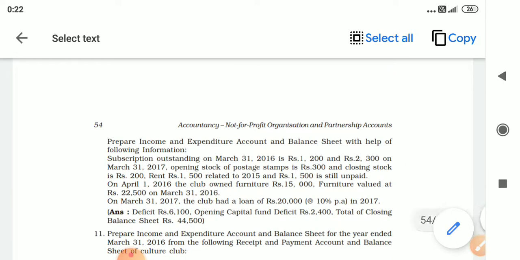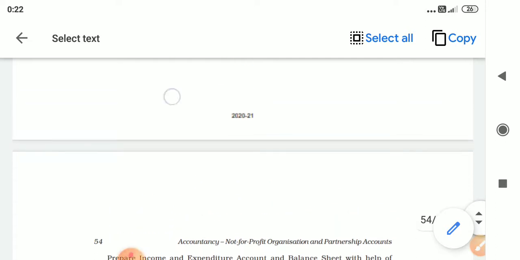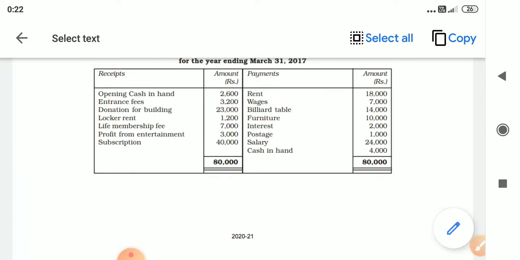This loan of 20,000 will appear in the current year's balance sheet, because it is mentioned as on 31st March 2017. 2016 is not given. So the loan was taken in the current year, not in the previous year. So it will appear in the liability side of current year's balance sheet. Only 20,000. Interest is not outstanding because it is appearing in the payment side. It is already paid by way of cash or bank.